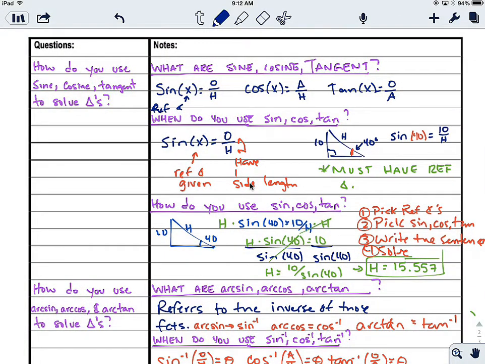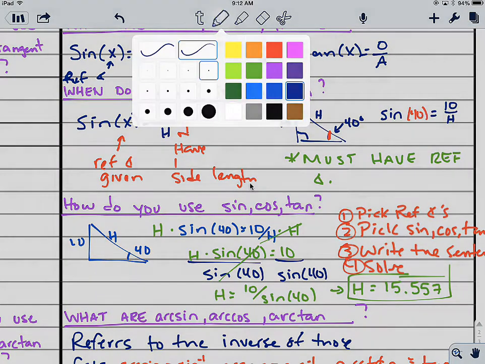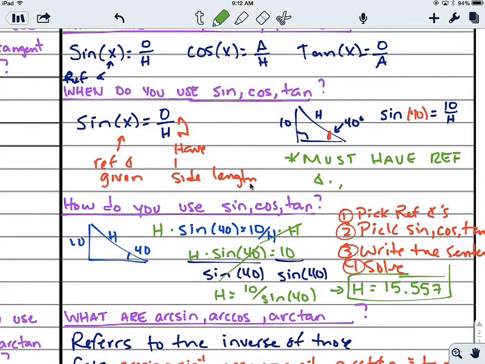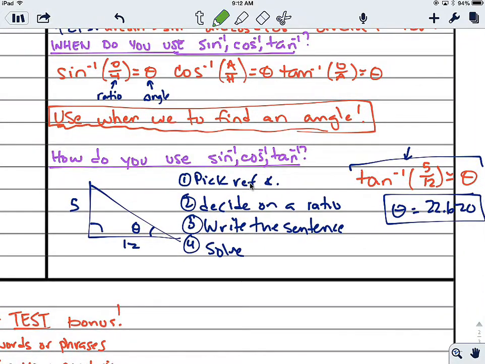So I use sine, cosine, and tangent when I have a reference angle and I want to find sides. I use the inverse function if I have sides and I want to find an angle. Okay, right there.